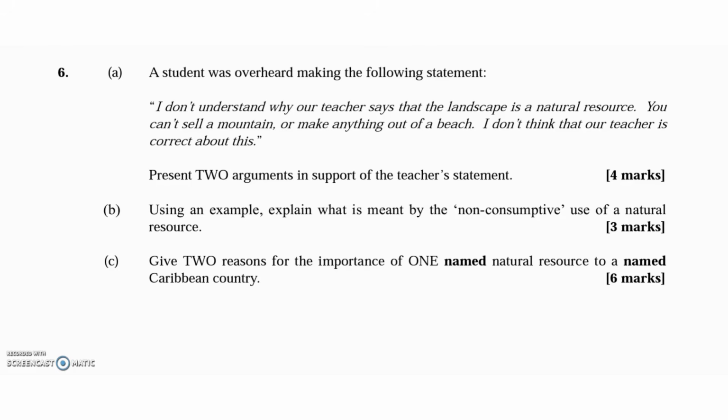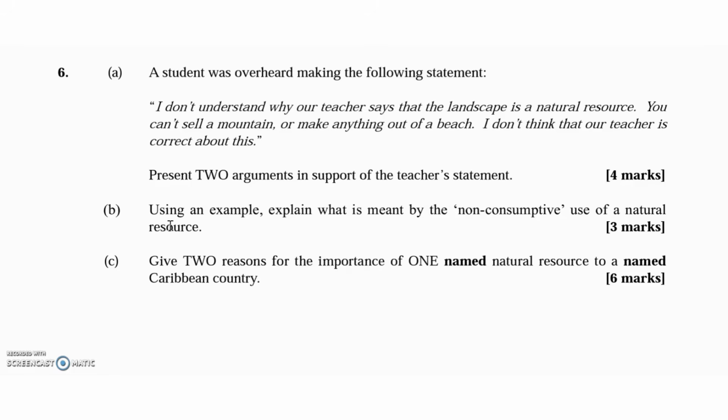All right, so part B now. Using an example, explain what is meant by non-consumptive use of natural resources. Now, students, from this particular question, you can see that sometimes the questions give you hints, even if it is after or before. That is why it's always good to peruse your paper.